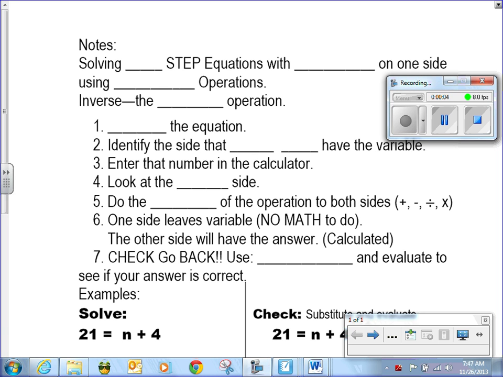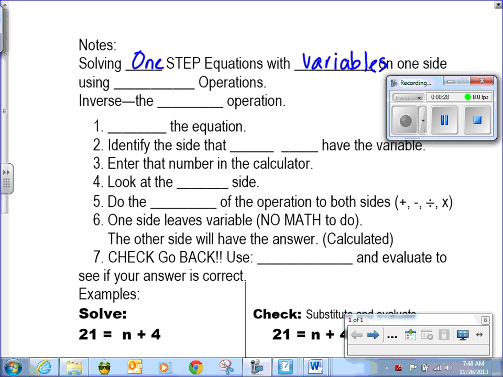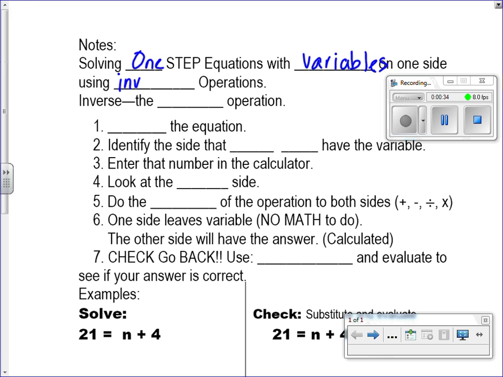Today we're going to take some quick notes on one-step equations. All right, so what we want to do is go ahead and fill in our blanks here, and I'll help you out. Solving one-step equations with variables on one side using inverse operations. Inverse means the opposite operation.